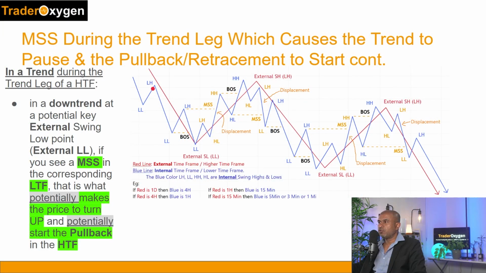Okay, so now let's look at the same example in a downtrend. In a downtrend, you will be selling here when the higher time frame is in a downtrend. Let's say you were selling here, but how do you know when to stop selling? Again, the answer is in the lower time frame, if you see a market structure shift, then you will stop selling because most probably the pullback will start. Okay, let's see what's next.